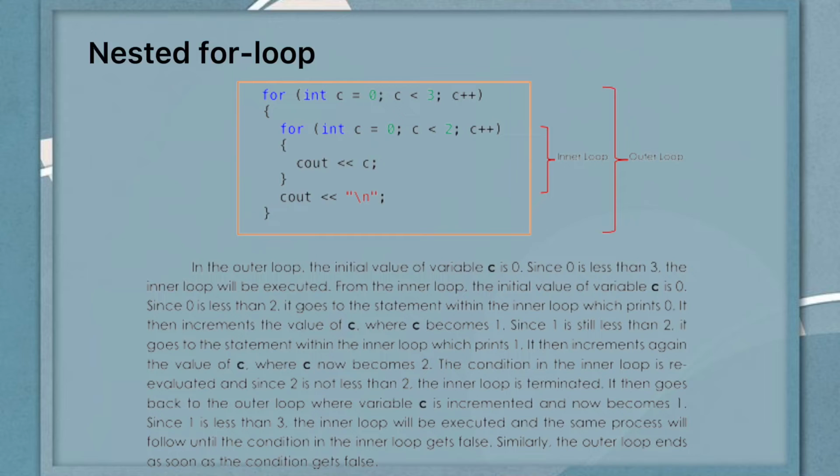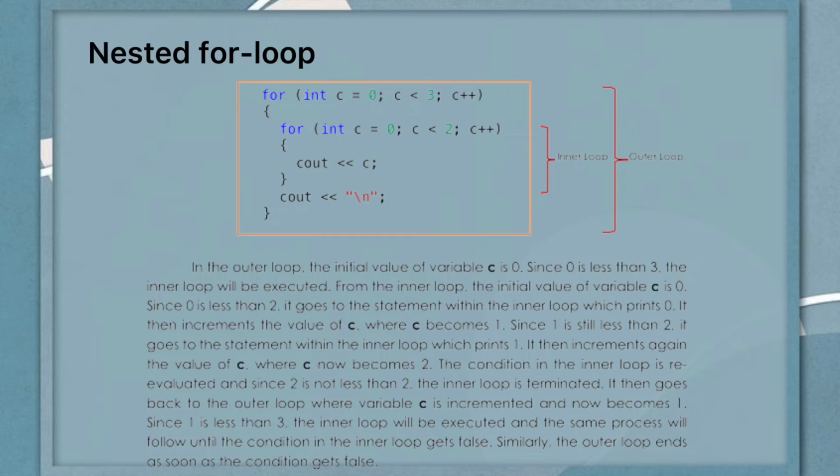It then increments the value of c where c becomes 1. Since 1 is still less than 2, it goes to the statement within the inner loop which prints 1. It then increments again the value of c where c now becomes 2. The condition in the inner loop is re-evaluated, and since 2 is not less than 2, the inner loop is terminated. It then goes back to the outer loop where variable c is incremented and now becomes 1.